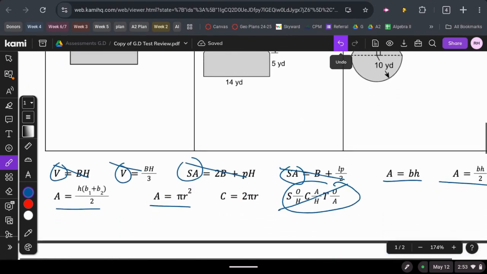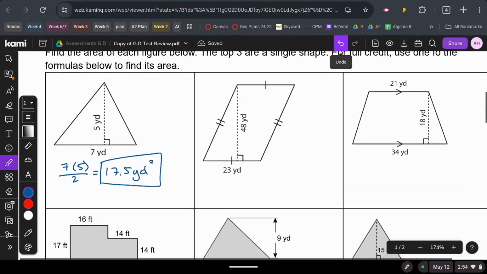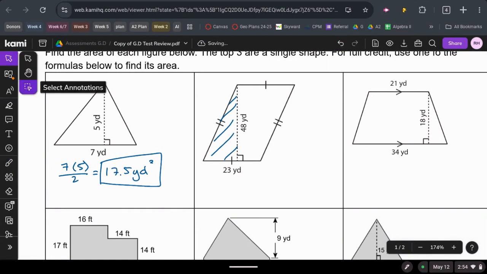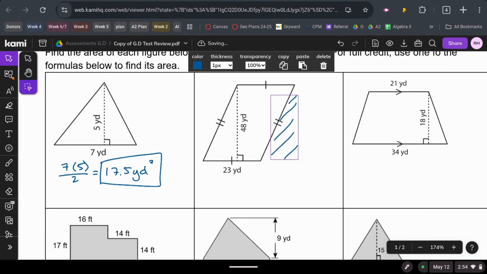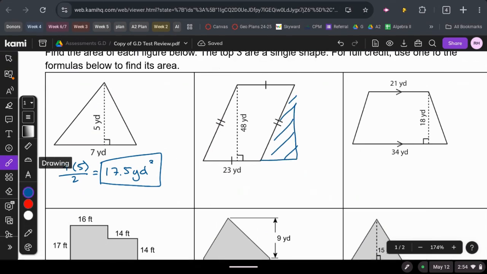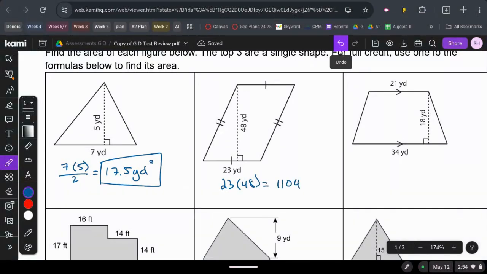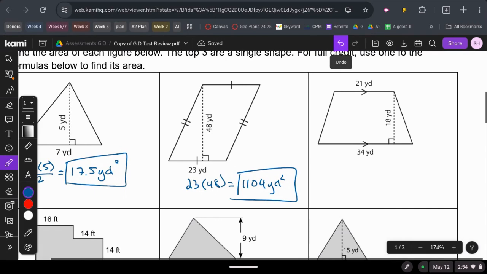So once again, looking at those 4 formulas down at the bottom, I'm looking for how to find the area of a parallelogram. The trick with this is you're taking this triangle right here, and it shifts over to this side here. And it creates a rectangle that we can then use to find the area of. So the area of a rectangle and the area of a parallelogram are identical. It's just base times height. So we're just doing 23 times 48. And that's going to give us an area of 1,104 yards squared.